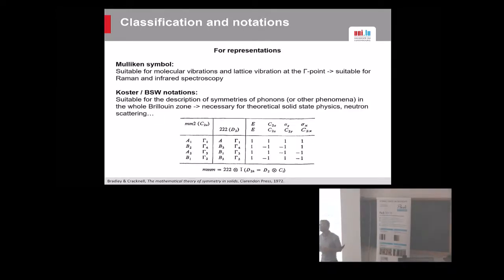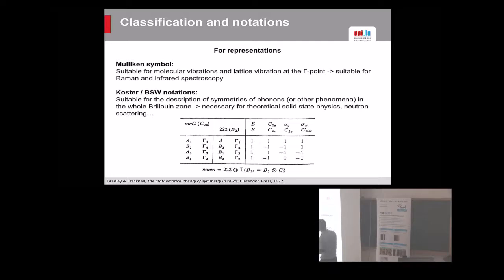For representation, this is where it becomes a bit more tricky. Typically you will find two notations, and they are equally used depending on who you're talking to. The Mulliken symbol is the one that we've been using so far, and that goes with the letters A, B, E, T, and F, plus some index. The other one has several flavors, but it essentially goes with a letter, in that case gamma or some other letter, plus some index. This one is suitable for molecular vibrations and lattice vibrations, but everything has to be at the gamma point, the zone center. So it's very nice as long as you don't move in the Brillouin zone, but if you want to move away from the gamma point, then you have to go for something else.